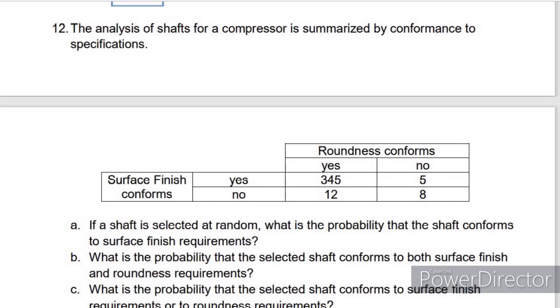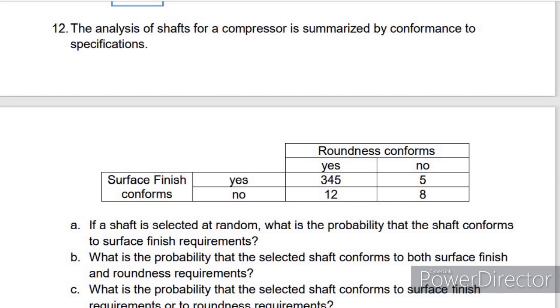Then number 12. The analysis of shafts for a compressor is summarized by conformance to specifications. What are shafts? Shafts are metal handles. And a compressor can be an air compressor or another compressor, meaning a compressor is a machine that exerts force. Next, this is the table that summarizes the data.